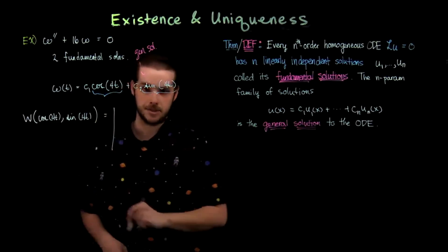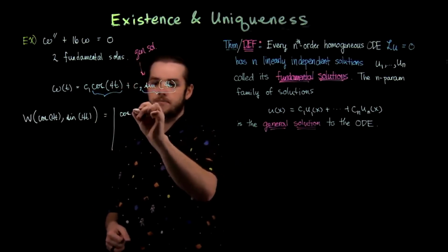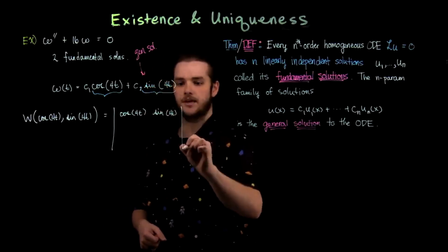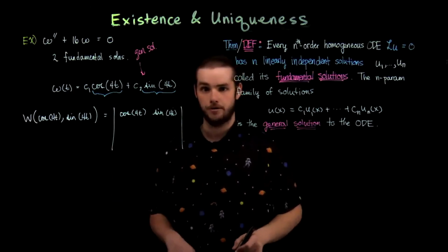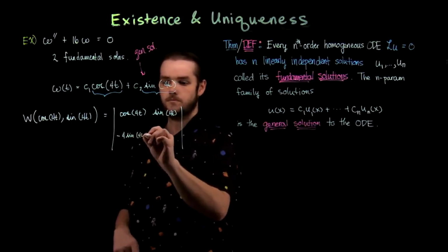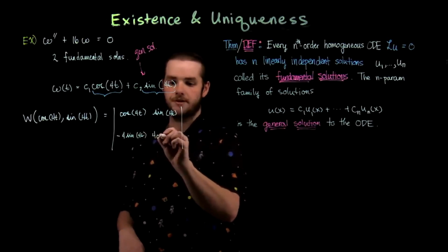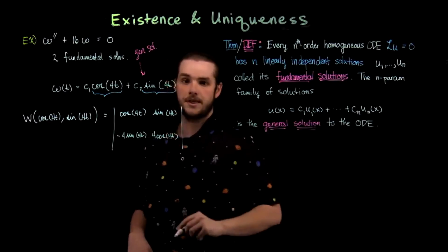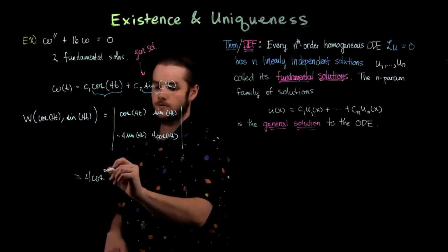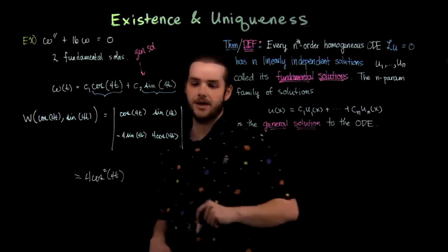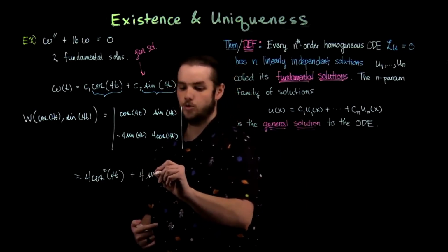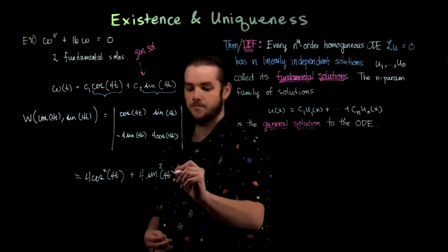And remember, I start building a matrix. I put all my functions across the top. And I keep taking derivatives down until it's square. Here I just need one more row to make it square. So I'll get negative 4 sine of 4t. And I'll get positive 4 cosine of 4t. Taking the determinant, multiplying down, I get 4 cosine squared of 4t. Multiplying up, I get negative 4 sine squared of 4t, but I'm going to subtract that. So plus 4 sine squared of 4t.